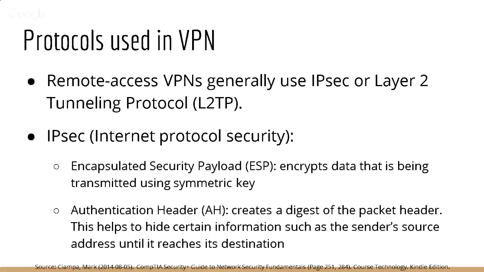IPsec encrypts and authenticates each IP packet of a session between hosts or networks and provides protection to a much wider range of applications compared to SSL or TLS. IPsec has two subprotocols that are used in VPN, which are Encapsulating Security Payload and Authentication Header. ESP encrypts data that is being transmitted using a symmetric key, while Authentication Header creates a digest of the packet header, which helps to hide certain information like the sender's source address until it reaches its destination.